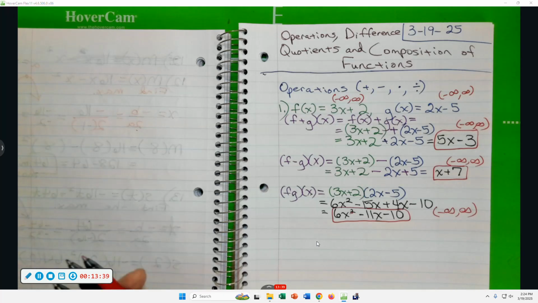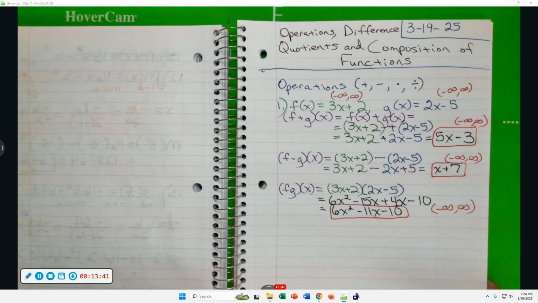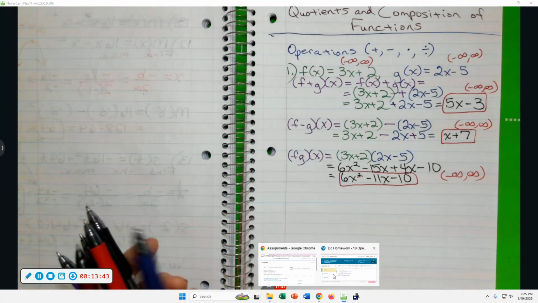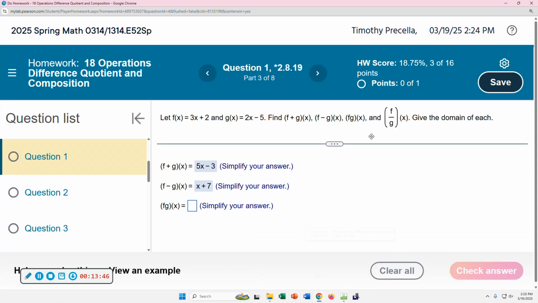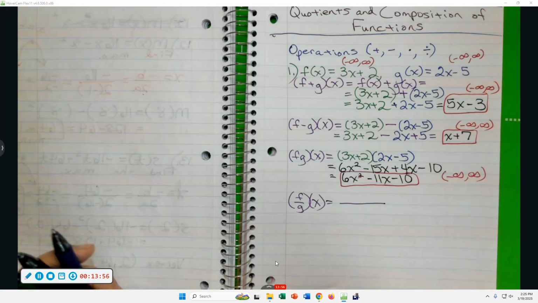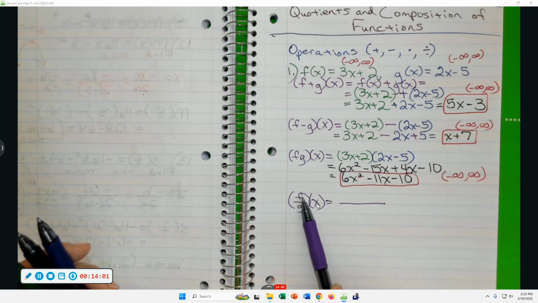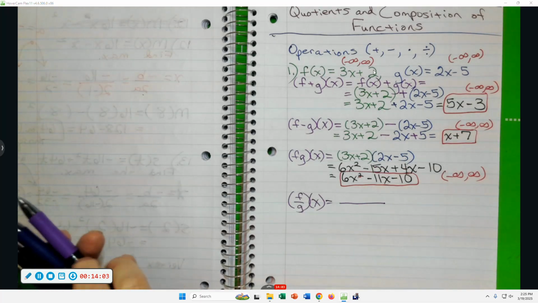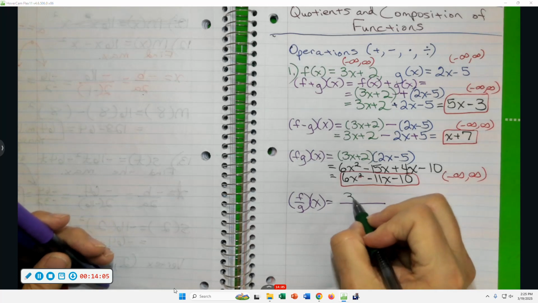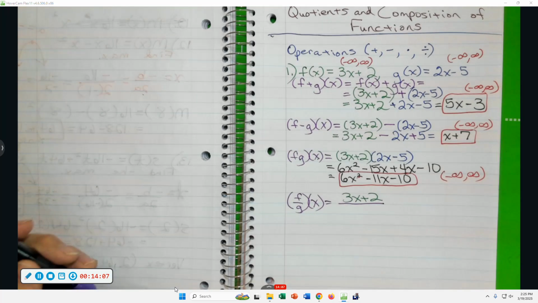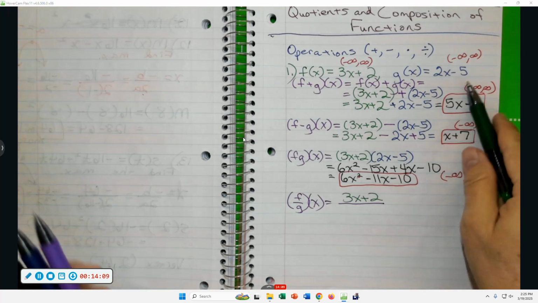And finally, f over g, f divided by g. Notice how they're denoting that f divided by g. They're using a fraction bar. Okay, switch over to my paper. That's saying, take f of x. F of x is on top. That's a 3x plus 2. G of x is on the bottom. That's a 2x minus 5.